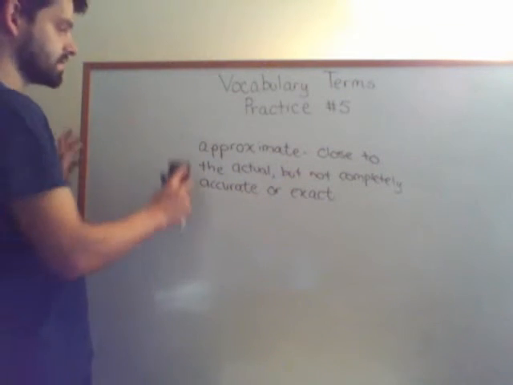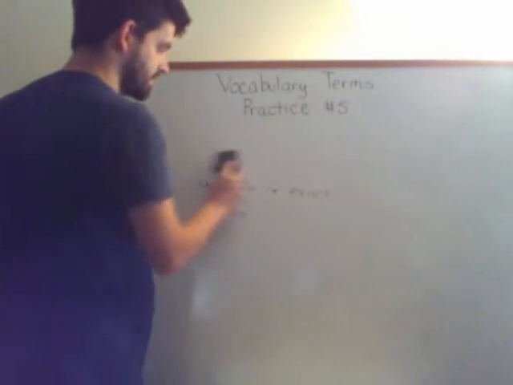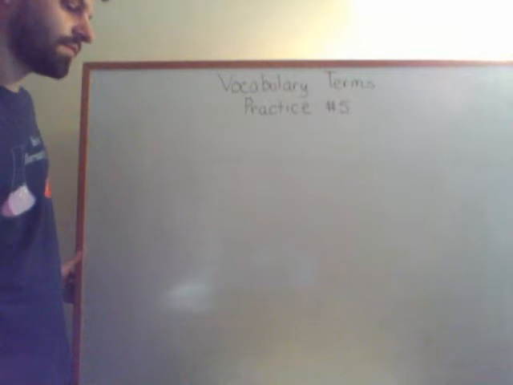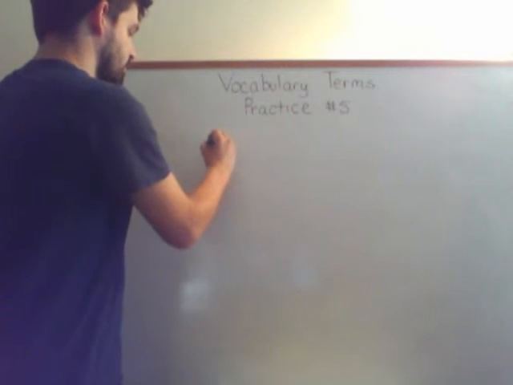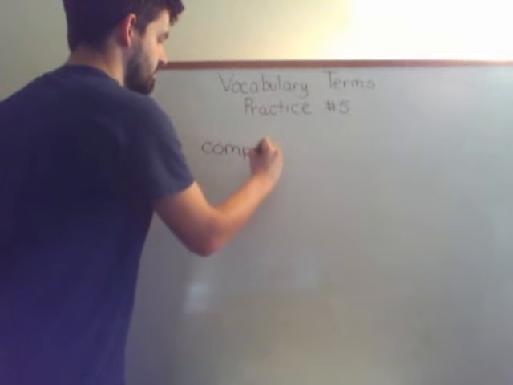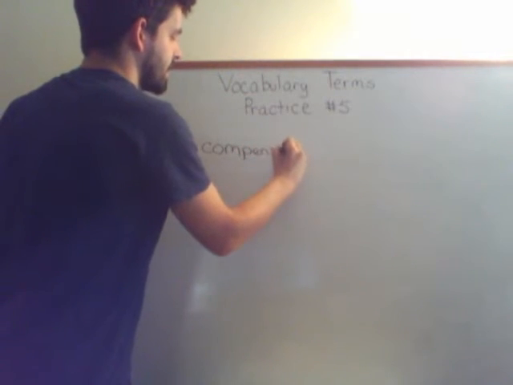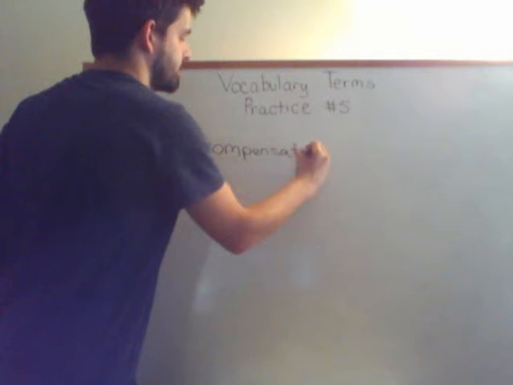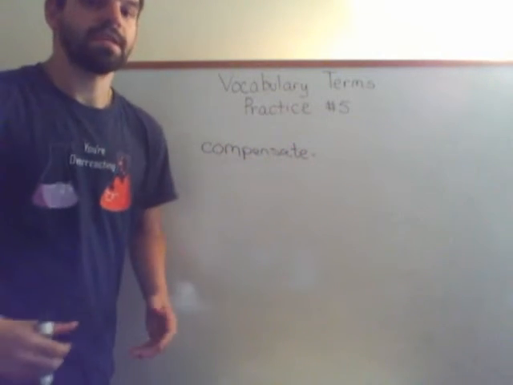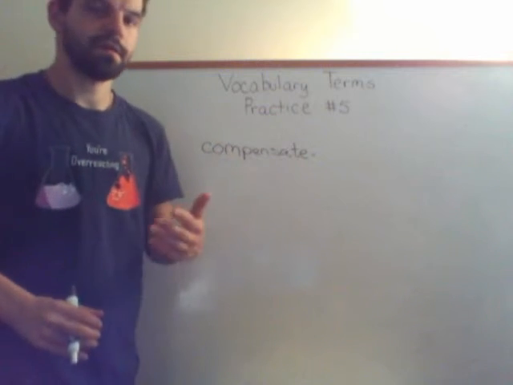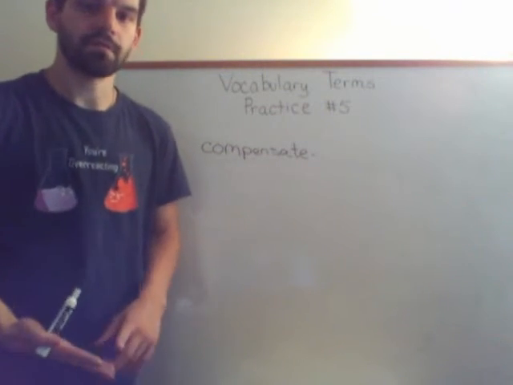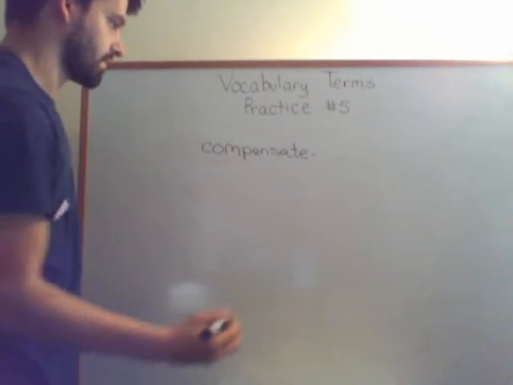Okay, let's look at our second word. Our second word is a double meaning word, and it is the word compensate. And compensate is spelled C-O-M-P-E-N-S-A-T-E. Okay. Now the primary definition of compensate is to give something, typically of monetary value, in recognition of a loss, suffering, or injury having occurred. Okay?